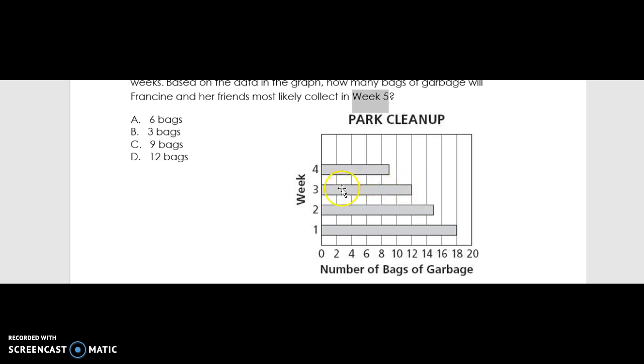So we had week 3, which was 12, to week 4, which is in the middle, 8 and 10, 9. So 12 to 9 is what? 12 minus 9 is 3. So our pattern is minus 3. So if we had a week 5 up here, and our pattern was minus 3, how many bags of garbage would they pick up if they picked up 9 the last week, following our pattern of minus 3?